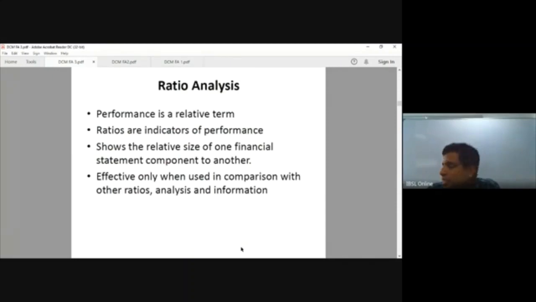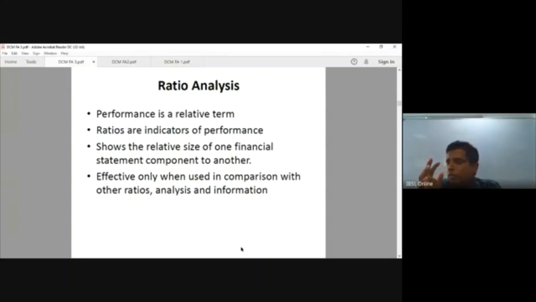Right. Then the main category of this particular module is devoted to ratio analysis. I am going through these points. Normally, the performance of a company is very relative, and ratios are indicators of performance. They show the relative size of one financial statement component to another. We will see how these points are elaborated in the actual calculations.